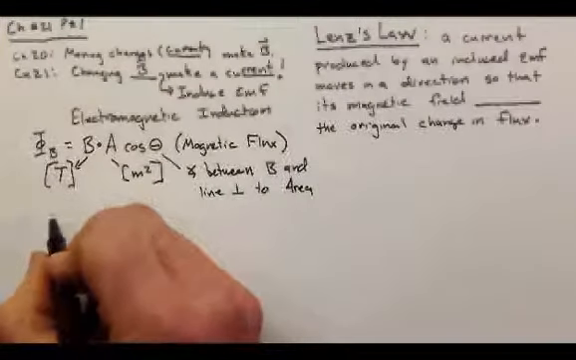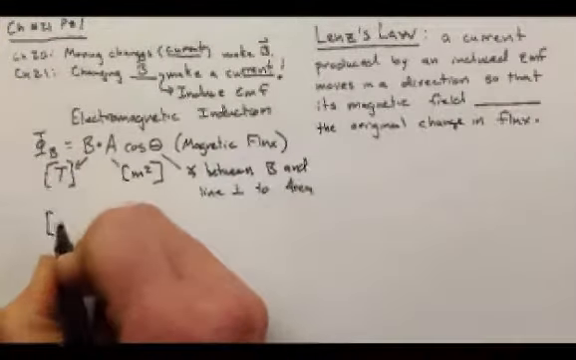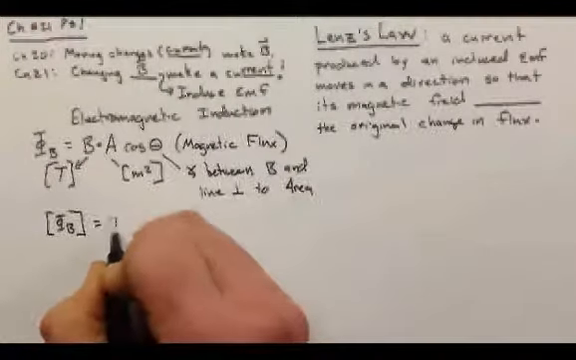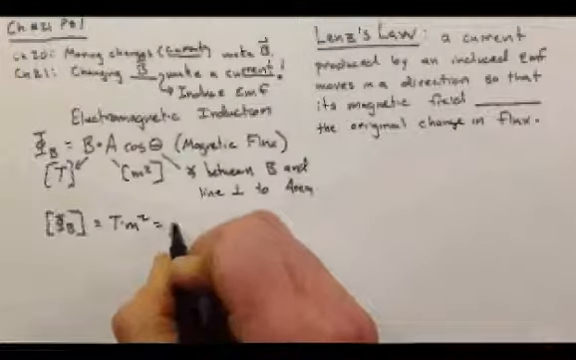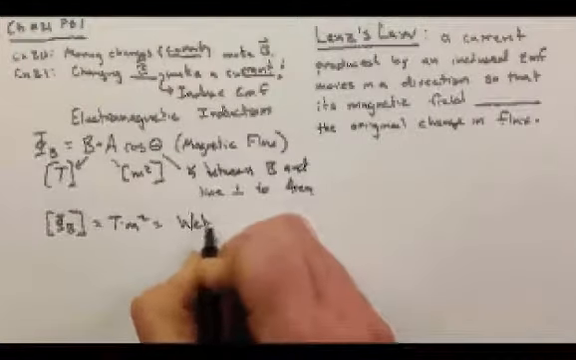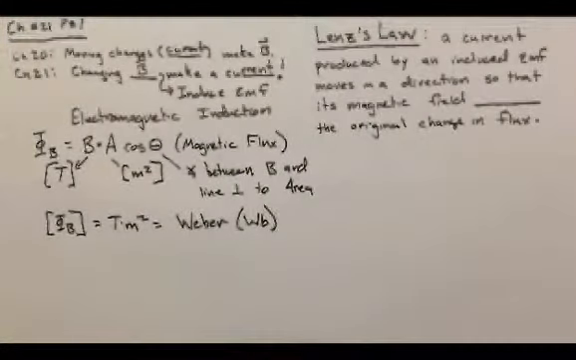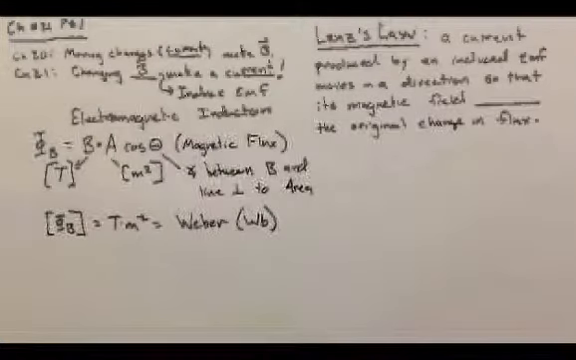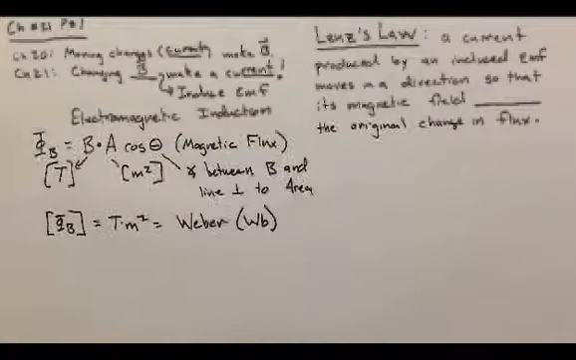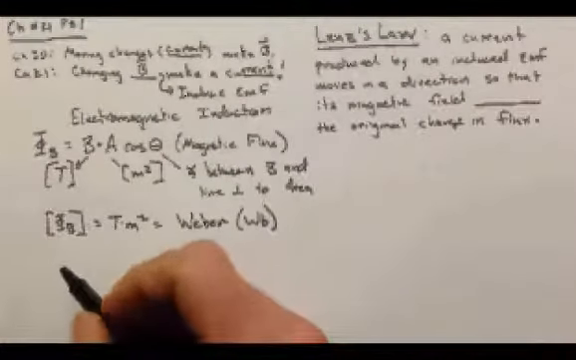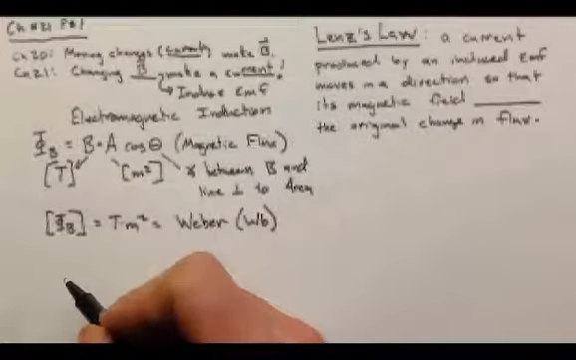Now we have a special name for the SI unit for magnetic flux, all right? The name for the Tesla times meter squared is called the Weber, okay? And it is abbreviated Wb, okay? So a Weber is a magnetic field of 1 Tesla passing perpendicular all the way through an area of 1 meter squared, okay? Okay, so this is magnetic flux, and here's where it's going to come in useful in calculations.